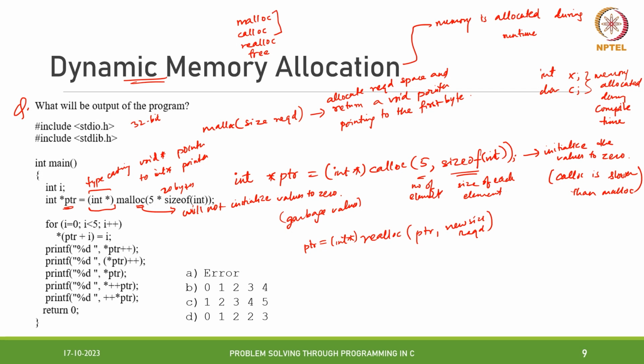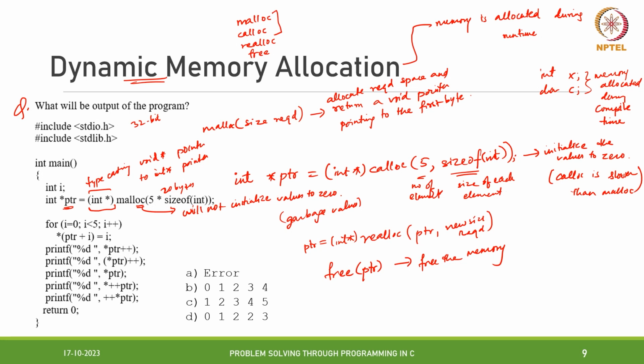Now free, the last one is free. So basically it is used to free the pointer. If I have this pointer ptr, to free the memory, I can use this free function. Free in parentheses, I just write the pointer. So this will free the memory. Okay.